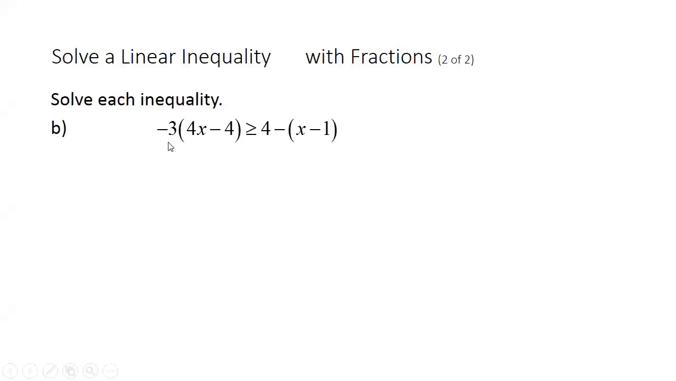Okay, so this is another example. We have an inequality. We want to solve for x. Once again, let's pause the session, see if you can get the same answer.